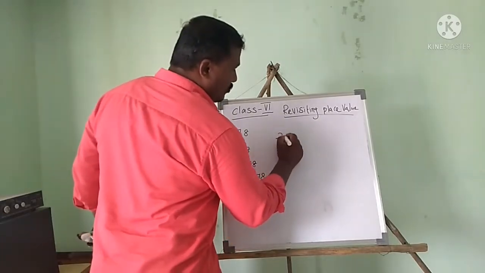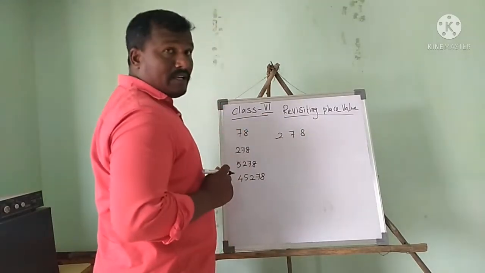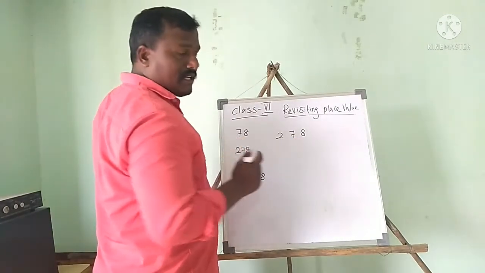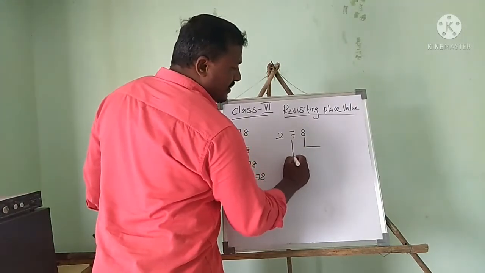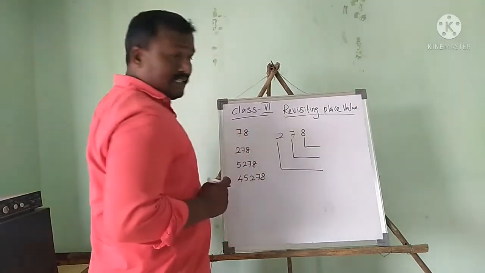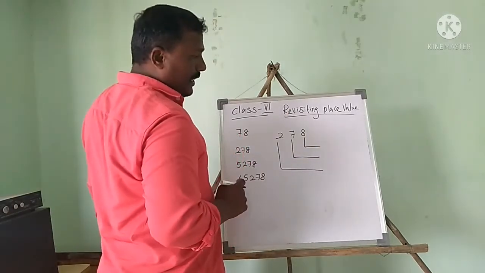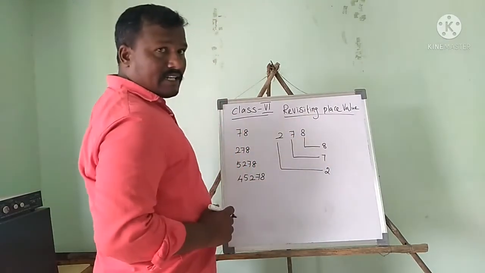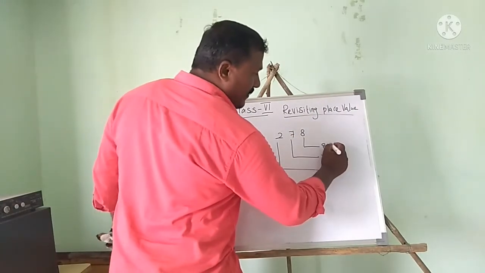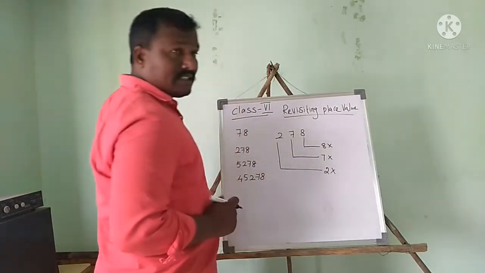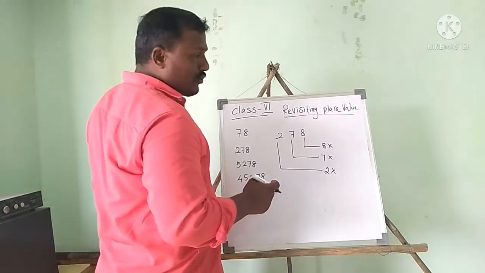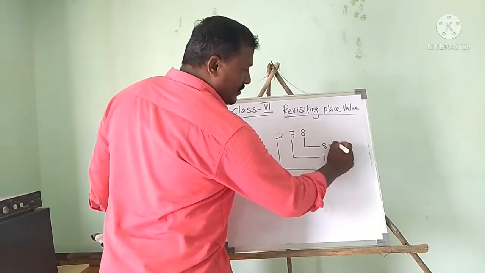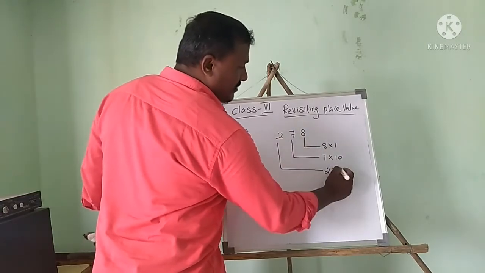278. I told you, whenever you want to find the place value, you write like this: give some space and put these lines. Okay, you have to give some space like that. Now write this number as it is. Then put a multiplication symbol everywhere. That's it. Another one, you know very well the place values: ones, tens, hundreds. So 1, 10, 100.